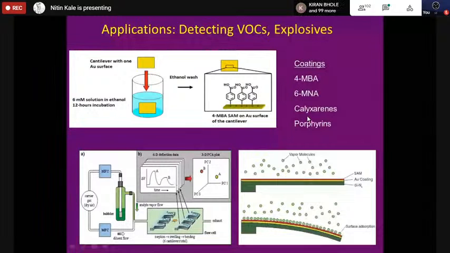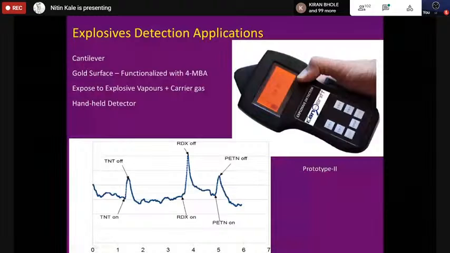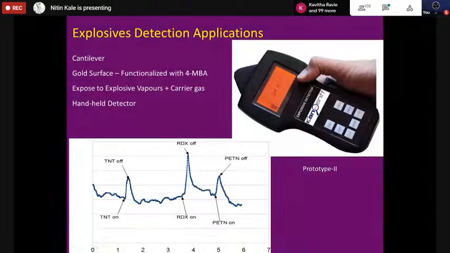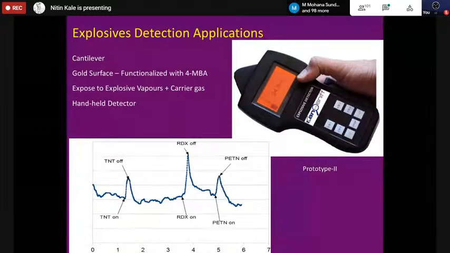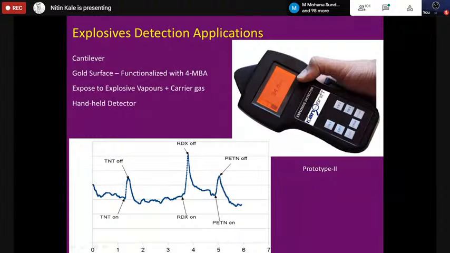So we had actually built a nice handheld device which had the cantilever inside. It had some sort of a cell, it had a pump, it had the electronics that was monitoring the resistance of the cantilever, and it had a nozzle. When we were exposing it to explosive vapors, we could see bending, we could see some sort of a signal. So we knew that some sort of binding and bending was happening.